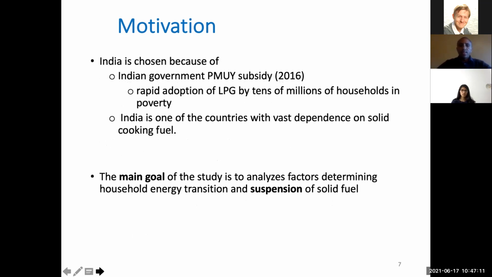We chose India as a case study because the Indian government implemented the PMUY subsidy scheme in 2016 to accelerate adoption of LPG by tens of millions of households in poverty. India is also one of the countries with vast dependence on solid cooking fuel still. The International Energy Agency 2017 predicted that about 580 million Indian households will still depend on solid fuel by 2030. So the main goal of this study is to analyze factors determining household energy transition and the suspension of solid fuel in India.